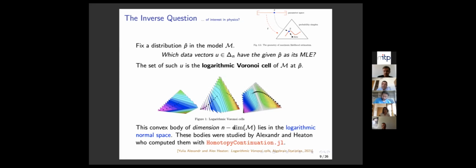So this is familiar in the Euclidean case. In the Euclidean case, there will be the usual normal bundle, and then the normal spaces contain the Voronoi cells. But here we have this logarithmic structure, and these convex bodies were studied in a recent paper by Julia Alexander and Alex Heaton, and again, to compute them, ideally certified, you use numerical methods, homotopy continuation. So as we embark on the scattering models, you could maybe keep both this inverse question and June Huh's ML degree 1 characterization in the back of your mind.